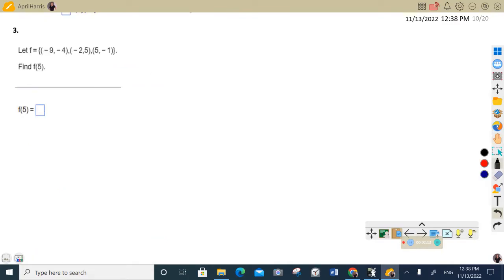Okay, question 3. It says let f equal this set of ordered pairs. So this is not a continuous function. This is not a line or a curve. You don't connect the dots. You just have 3 points that make up this function. It wants you to find f of 5, so that's like f of x. So basically we're letting x be 5. So in your ordered pairs, when x is 5, y is negative 1.